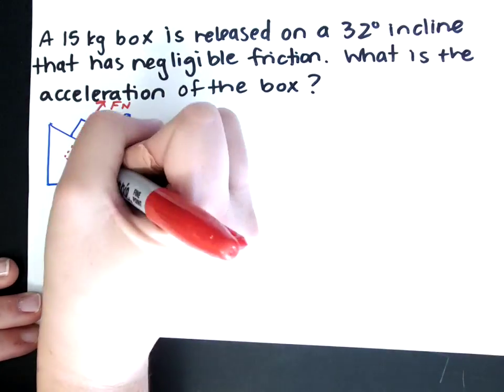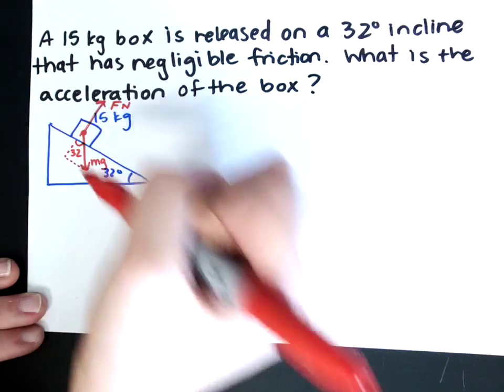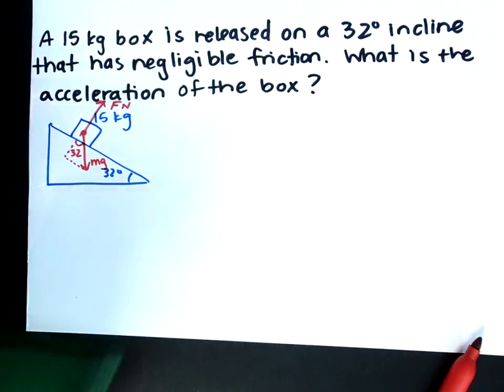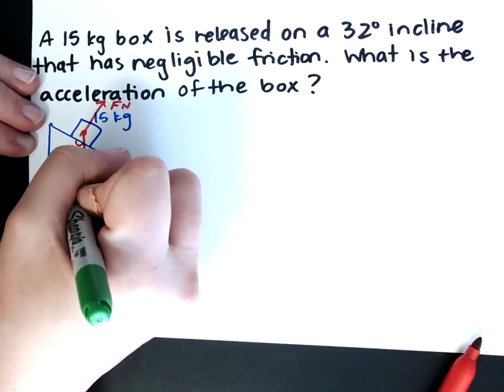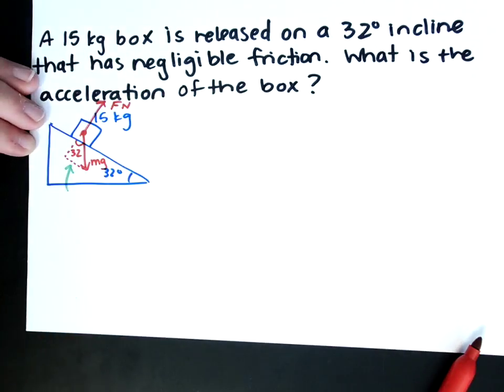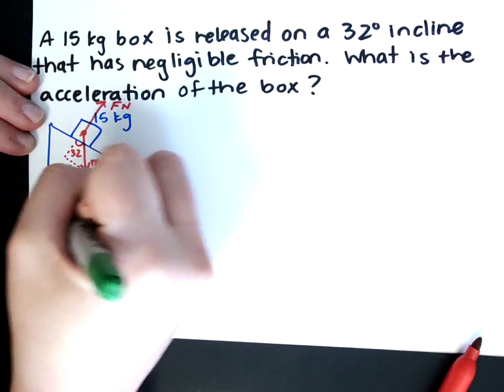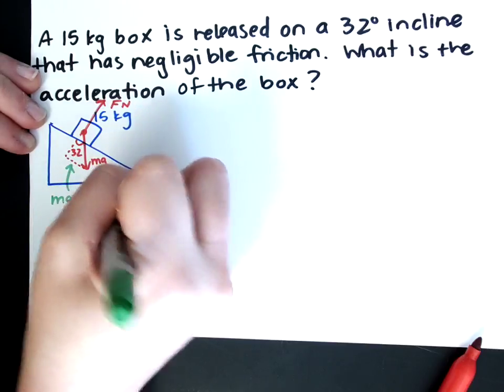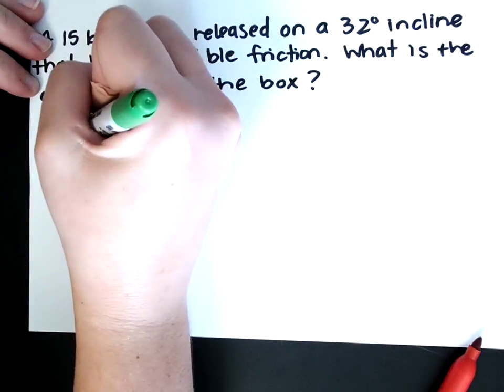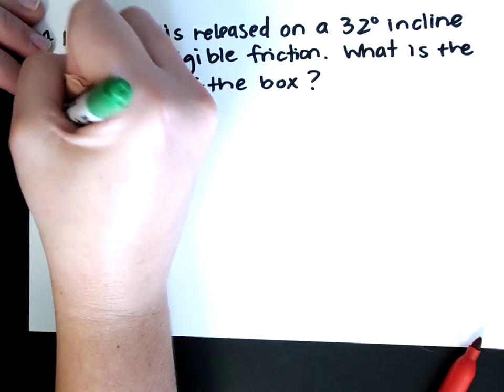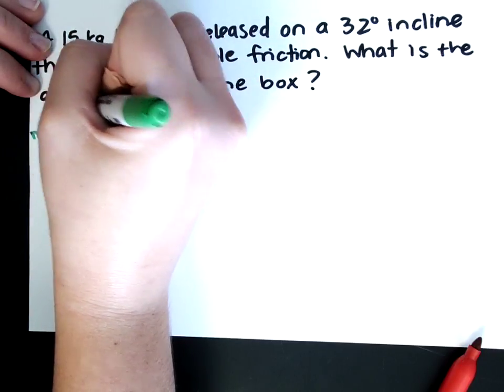So here we have 32 degrees. That means here's our 32 degrees. And I'm going to go ahead and write what the x and y component is right now. There's our x component. So it is mg sine 32. And our y component is mg cosine 32.